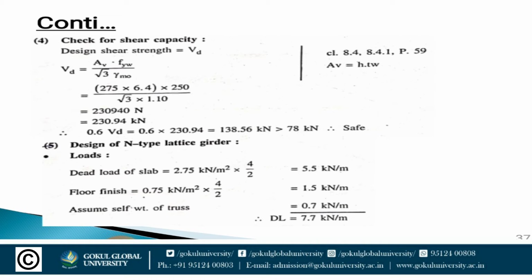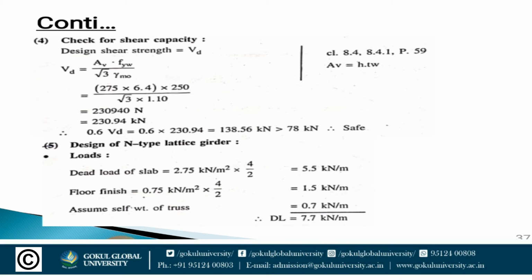Now we go for the design. Before going for the design, we have to analyze the different forces acting on the panels. So we have to analyze the different members of the panels. What are the different members of the panel? One is the top chord member, bottom chord member, diagonal member, and vertical members. After finding the different forces, we have to design the section. So the next step is the design and type of the lattice girder.